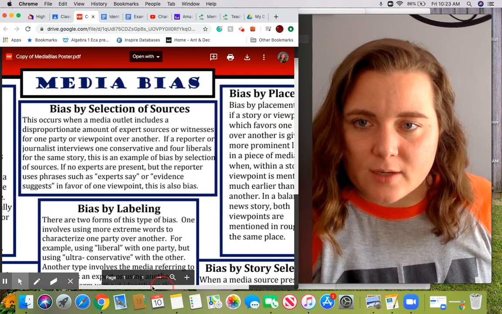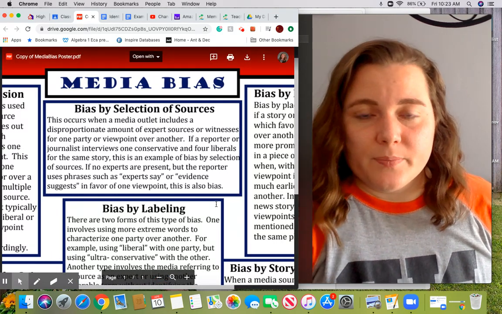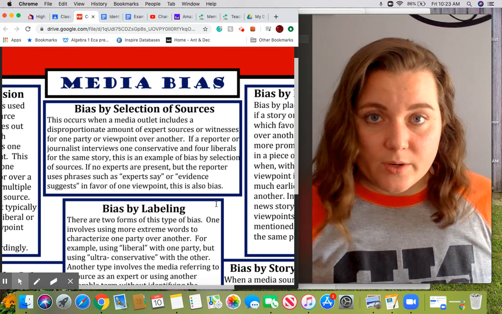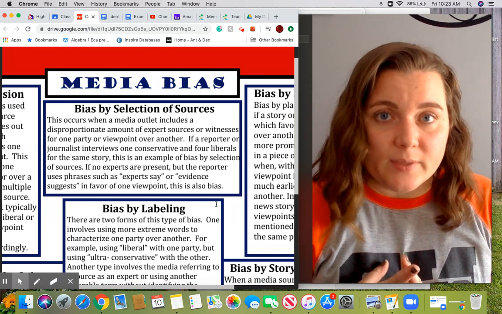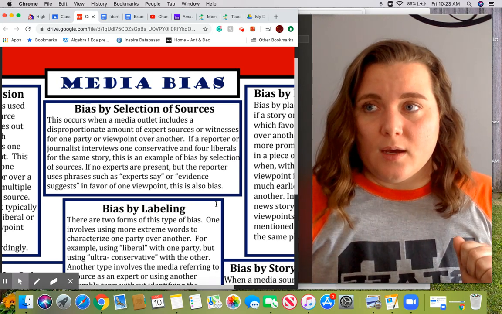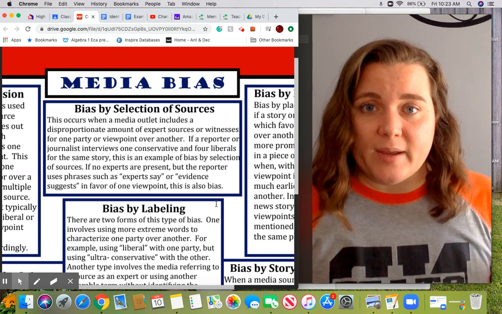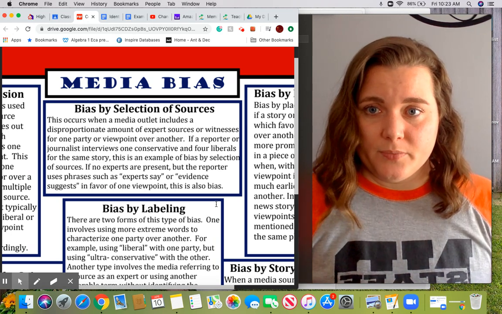Bias by selection of sources. To understand this one, you have to know what a source is. A source is anywhere where you get information. It can be people, experts, websites, newspapers, magazines, articles, journals. Anywhere where you are getting information, those are sources.